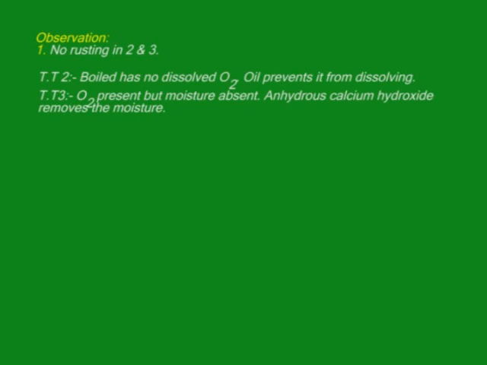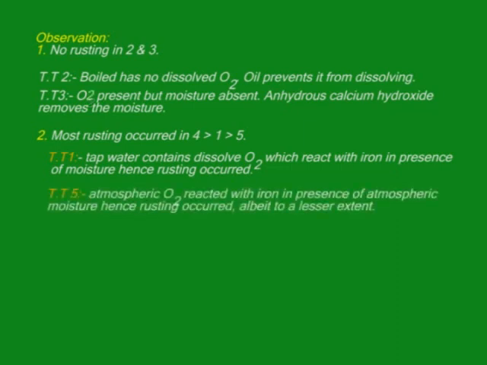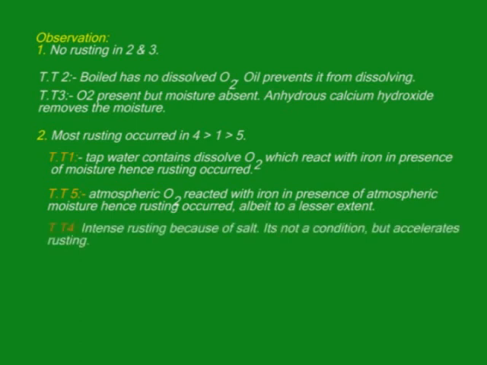After 3 days, most rusting would have occurred in test tube 4, followed by 1 and then 5. Again, what is the explanation? Tap water contains dissolved oxygen, which reacts with iron in the presence of the water, and hence rusting occurred. For tube 5, atmospheric air contains oxygen, which reacted with the iron in the presence of atmospheric moisture, and hence rusting occurred as well.